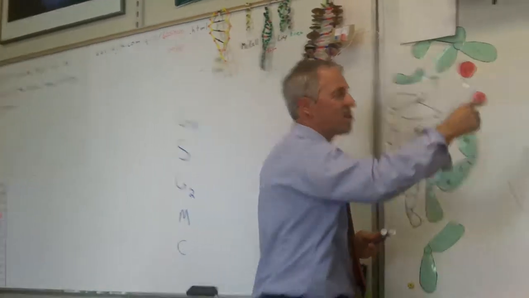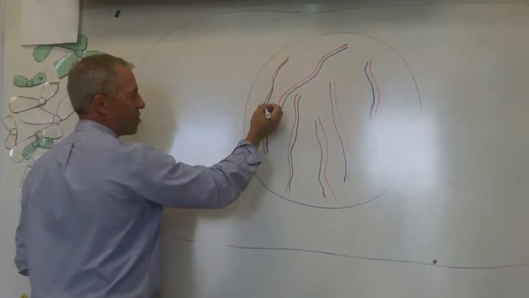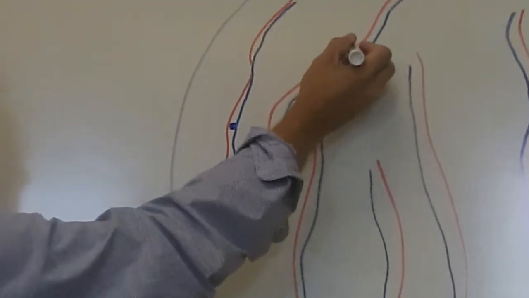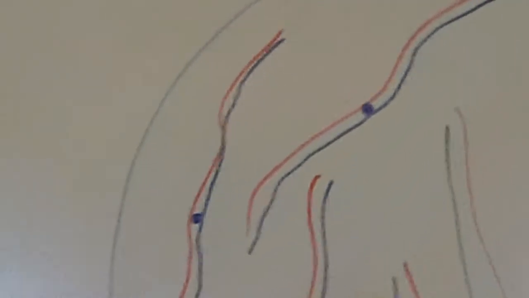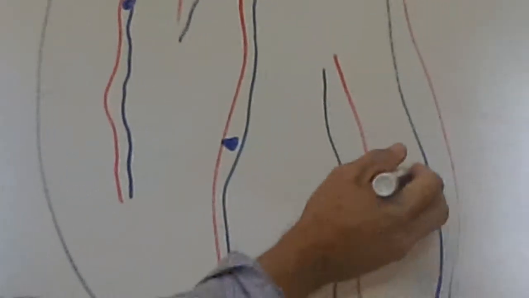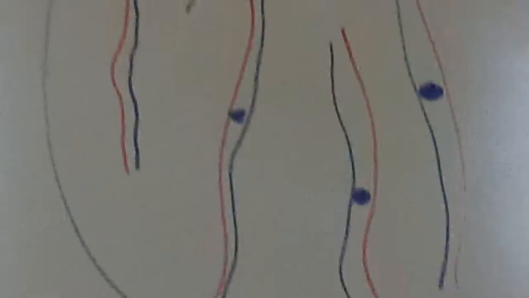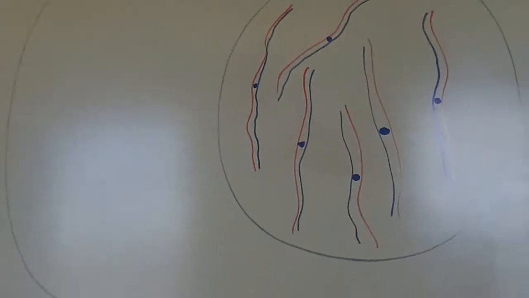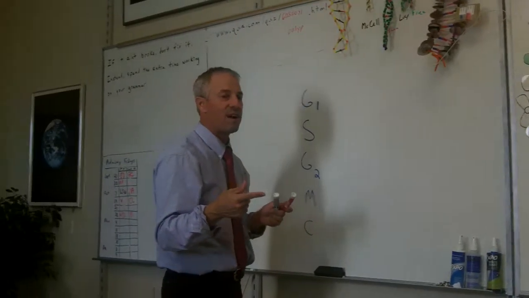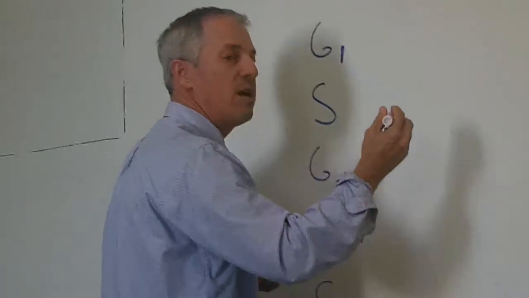Now, each chromosome is held together at a spot. There's a point joining the chromosome together so that they'll stay together. We call that thing that joins the chromosomes together the centromere. And by the way, there's a lot of words that start with C for this chapter. It's very confusing. You with me, Avery?